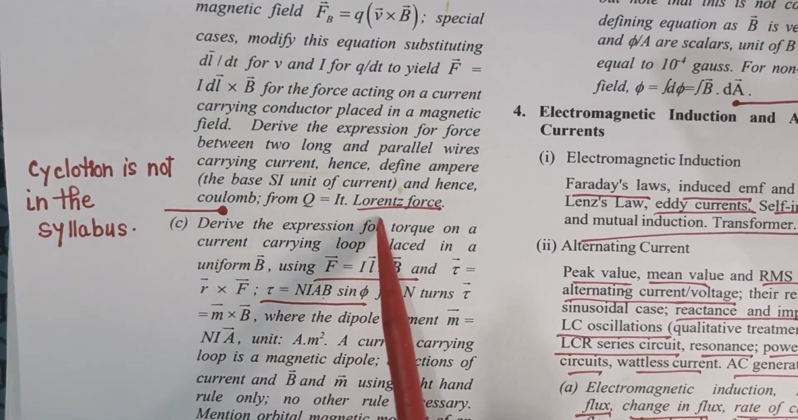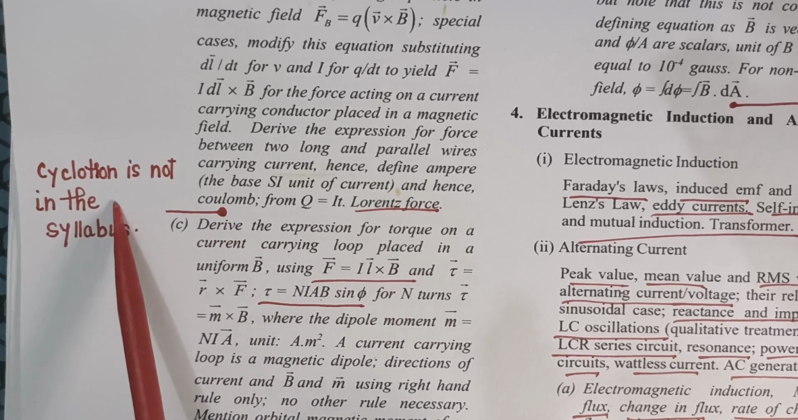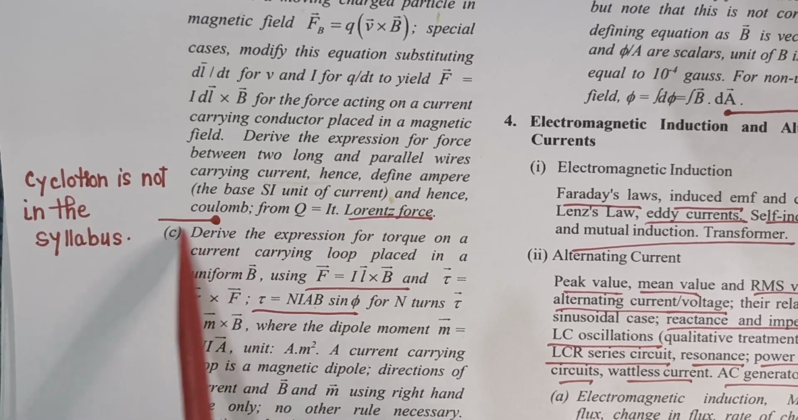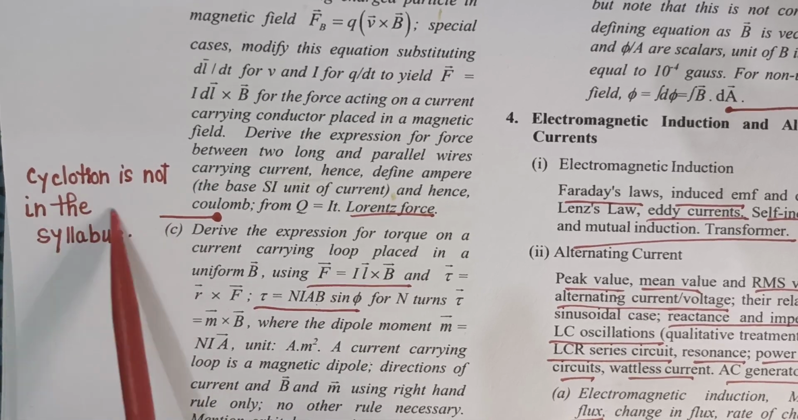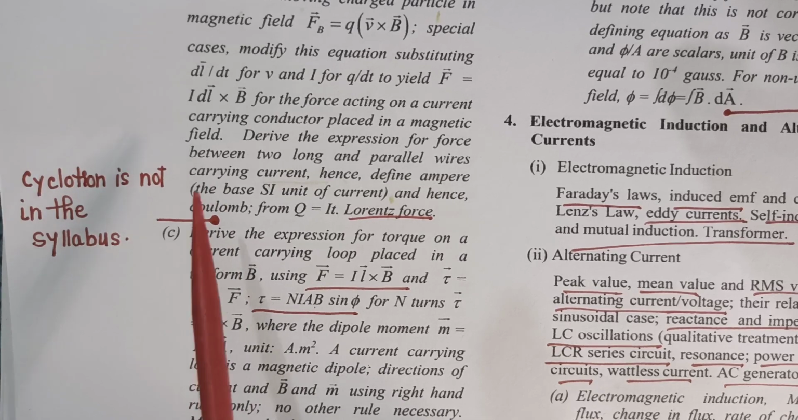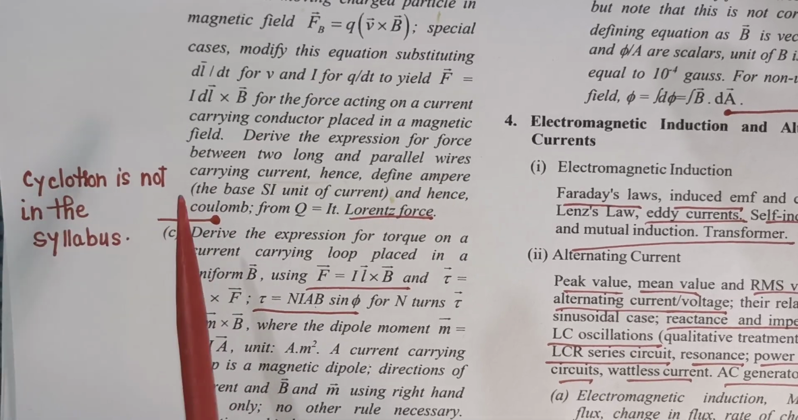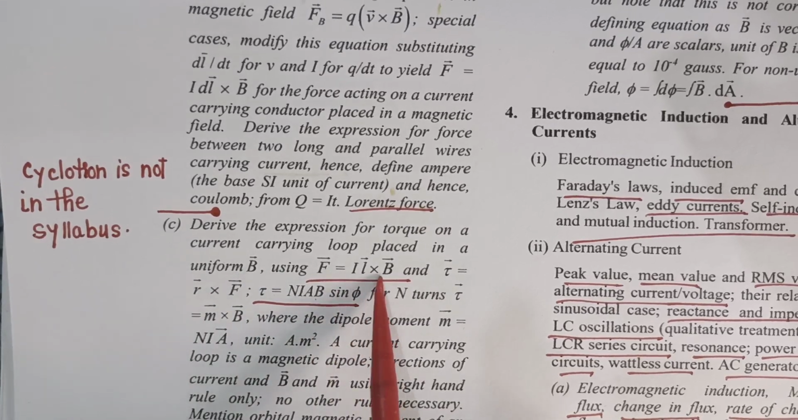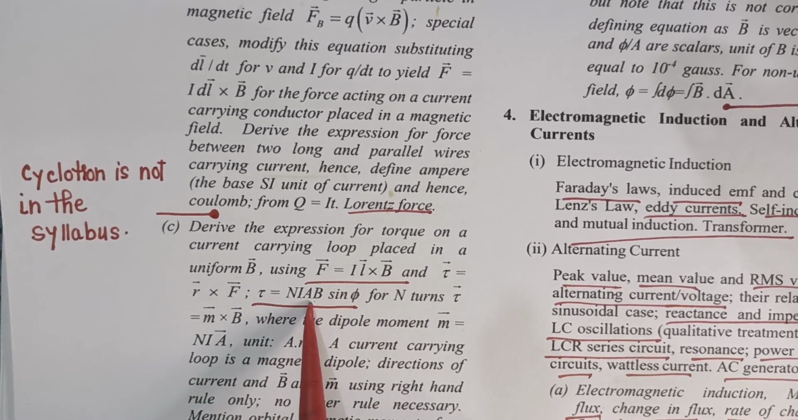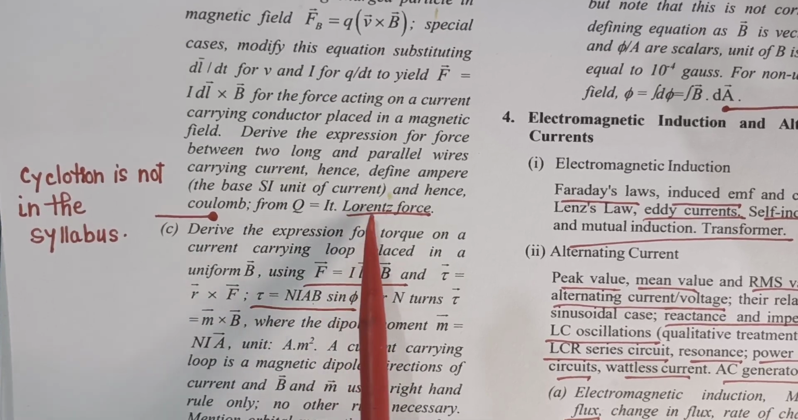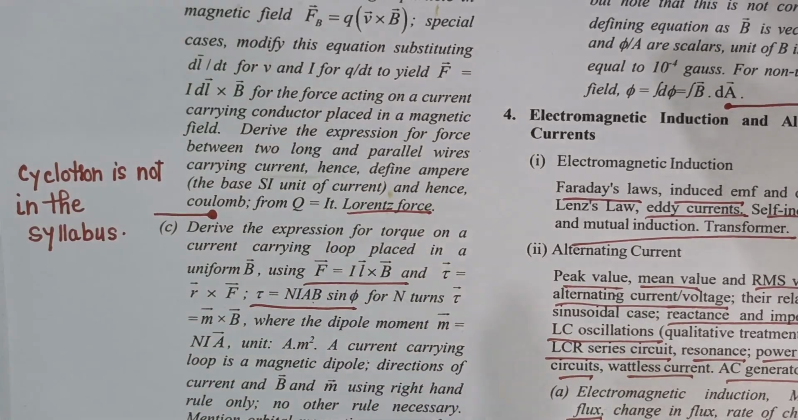Also, when we are studying Lorentz force, the cyclotron was in the syllabus 2-3 years before, but now it is not in the syllabus. So whatever I have written with the red ink separately, that part is not in the syllabus. So please mention it, that if it is in the book, you don't have to go through it for your ISC board. Here, the derivation of IL cross B and the derivation of torque NIAB sin theta. These are very, very important derivations, and the Lorentz force definition is also very important.